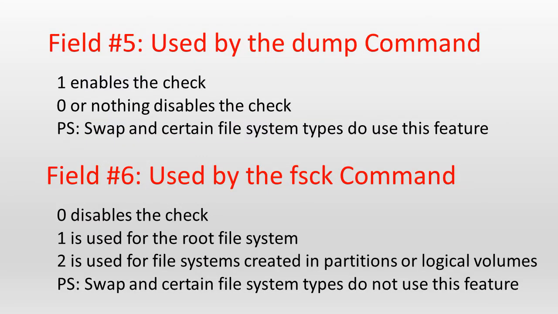Field number 5 is used by a Linux utility called dump to determine the file systems that need to be dumped. A value of 1 enables this check, and a value of 0 or nothing in this field disables this check.